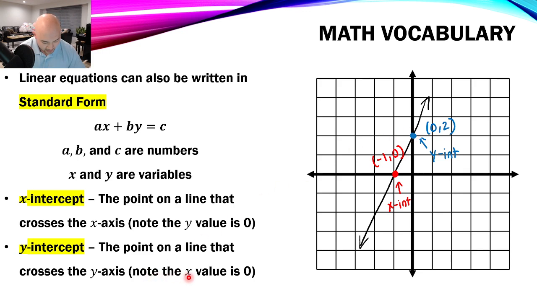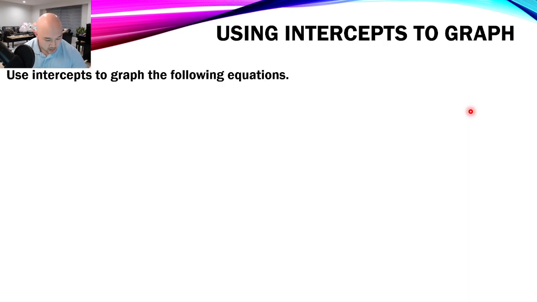And again, notice that the x value for that is 0, right? We found out that the x value will always be 0 for all y-intercepts. So with that said, let's go to an example. We're going to use the intercepts to graph the following equation.